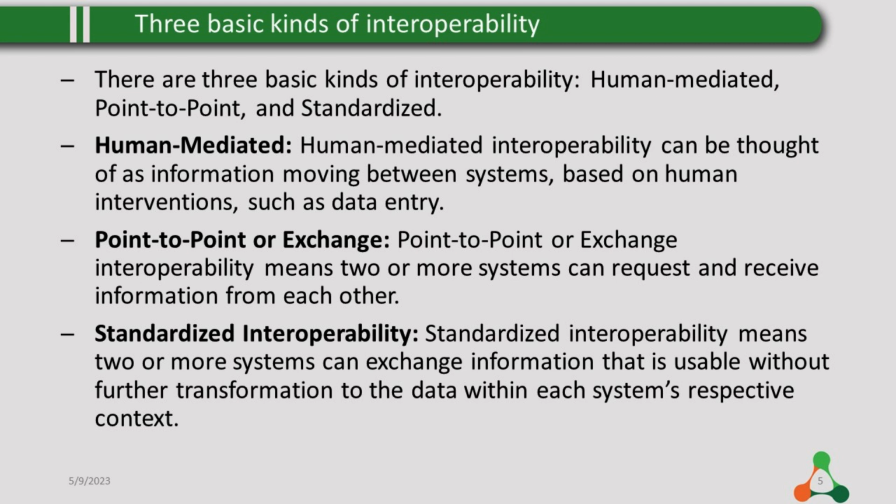3. Standardized interoperability. Standardized interoperability means two or more systems can exchange information that is usable without further transformation to the data within each system's respective context. An example of standardized interoperability is that a clinic's reporting system aggregates the monthly reports and the user can click a button to automatically send the data to DHIS2.